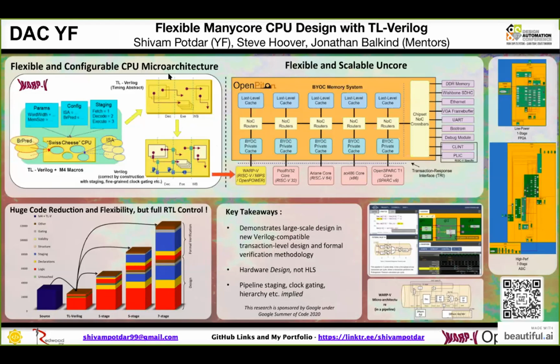Most of you might have heard of Verilog and VHDL, which are your standard hardware description languages. So we have this new language called Transaction Level Verilog, which is, in some sense, one level above in terms of abstraction. It's a bit different from high level synthesis or languages like Chisel. It is, in a way, still Verilog, but at a higher abstraction level. You have timing abstraction, which is one of the biggest features, and it makes things like designing a pipelined processor very easy.